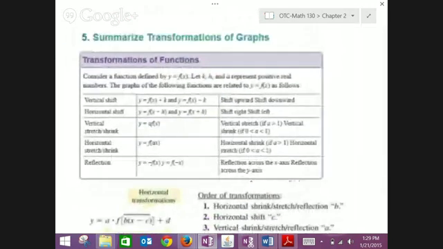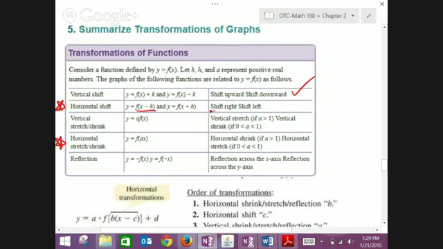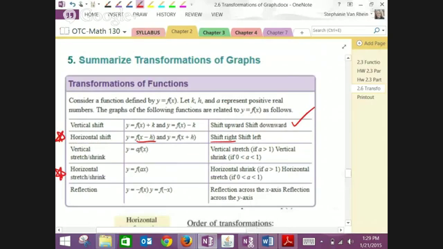Here's kind of the summary of the transformation of graphs. Vertical shift, I think, is pretty straightforward. You're shifting up or you're shifting down. Plus k, minus k. Horizontal, anything done in the horizontal direction is counterintuitive to what you would think, right? X minus h is shifting to the right. X plus h is shifting to the left.